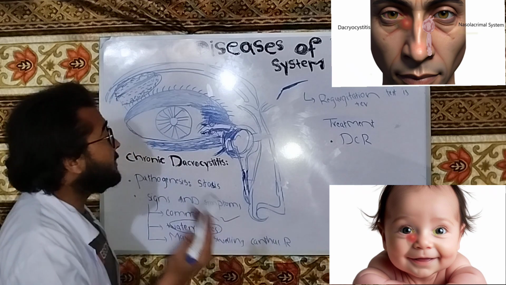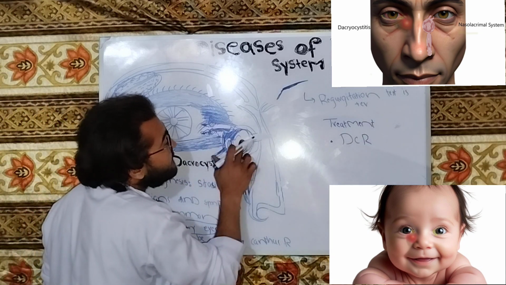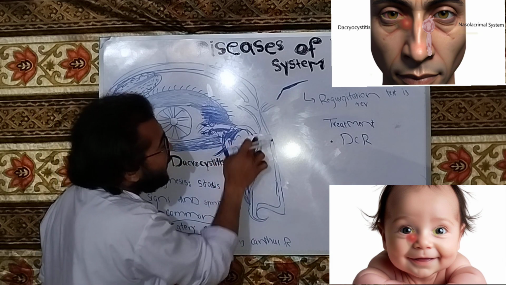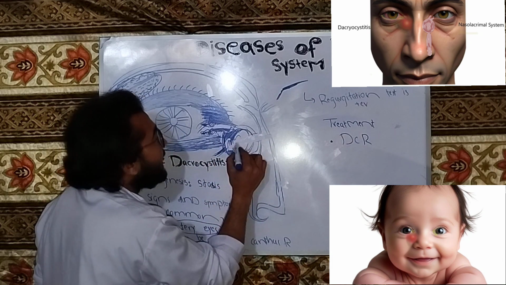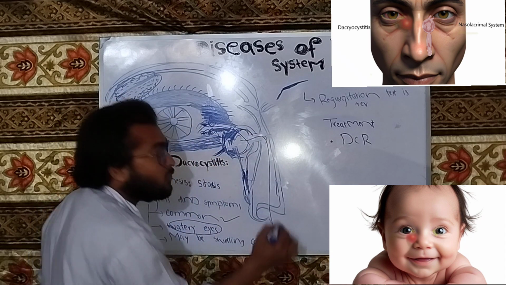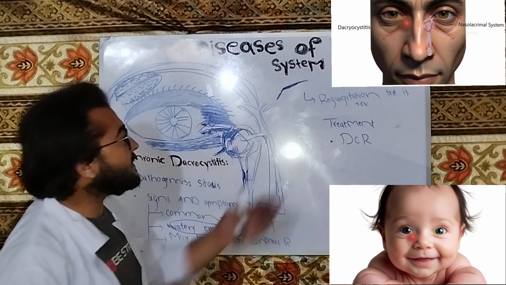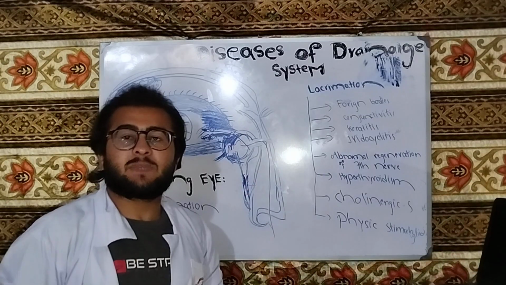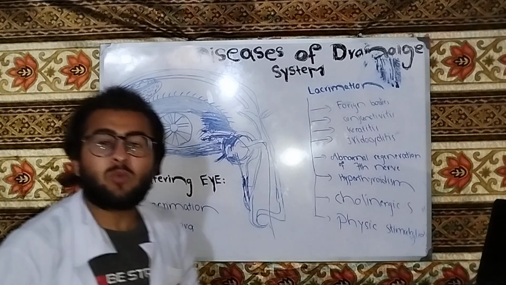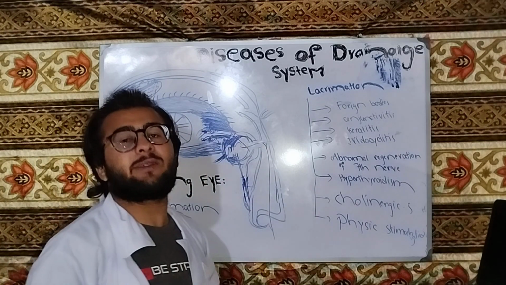I told you that dacryocystorhinostomy is making an incision in the lateral nasal wall in order to make a passageway and bypass this obstruction, and then the secretion will come out through the nose, through the inferior meatus of the nose. This is called DCR. The last disease of the drainage system is the watering eye. What is the watering eye? If there is excessive tearing from the eye, this is called the watering eye.